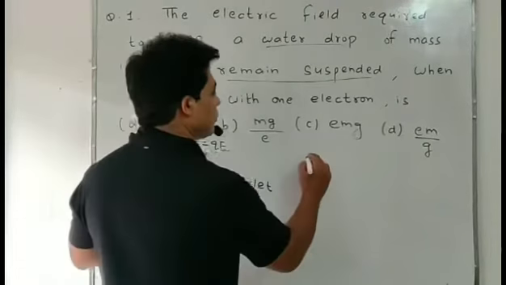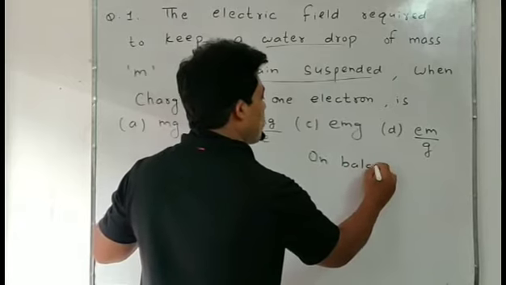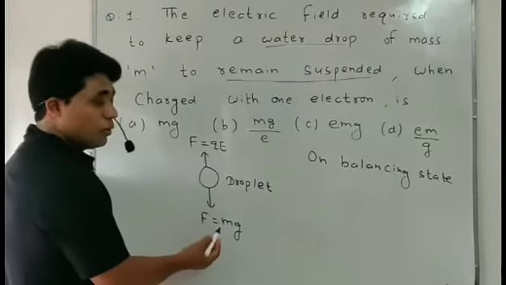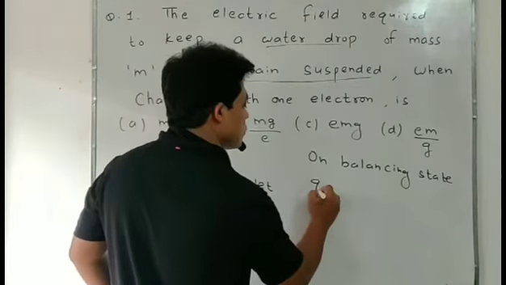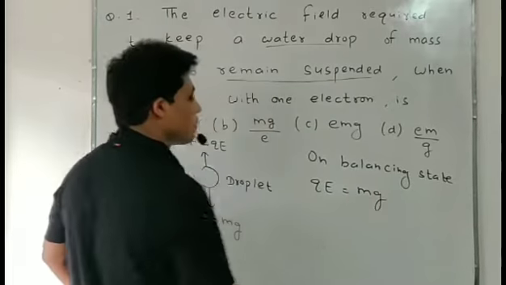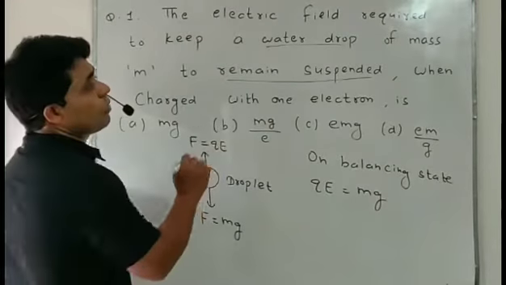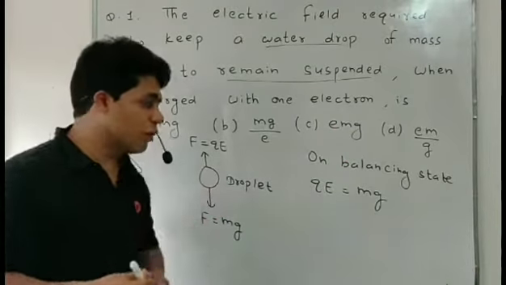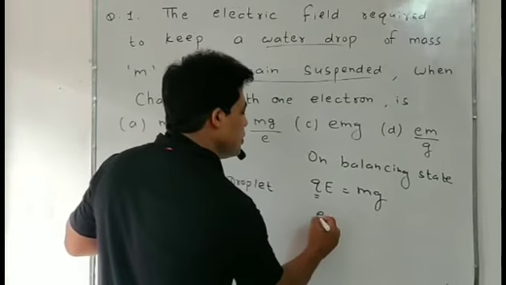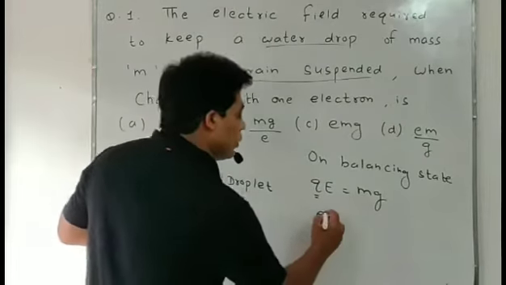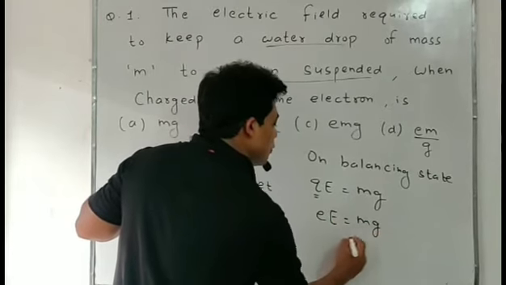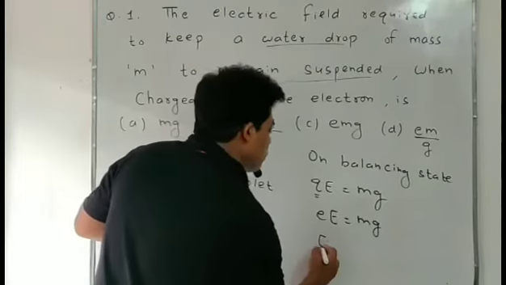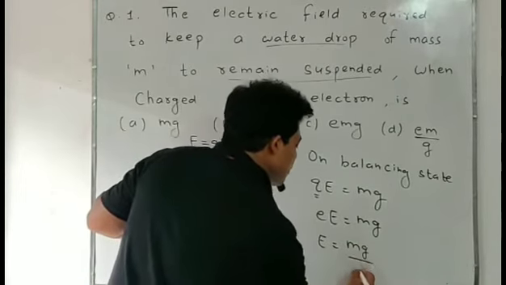On balancing state, weight will equal electrostatic force. So qE equals mg. Now students, we are given that when charged with one electron, this droplet is given the charge equivalent to one electron, and we know the charge of an electron is represented by small e. So he's asking what should be the electric field. So it will be mg by e.